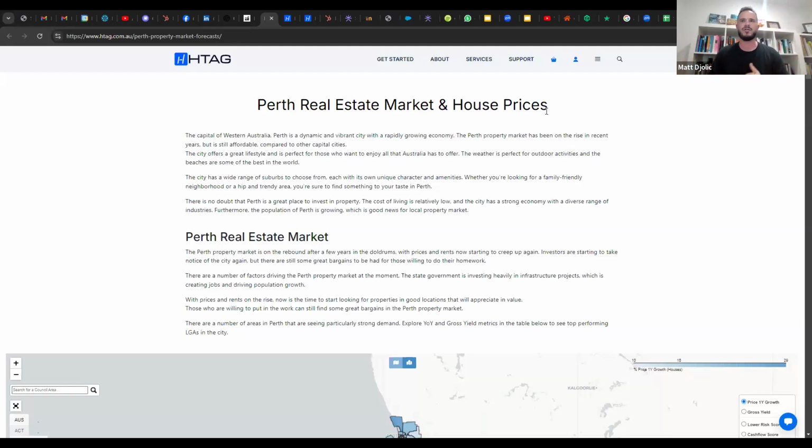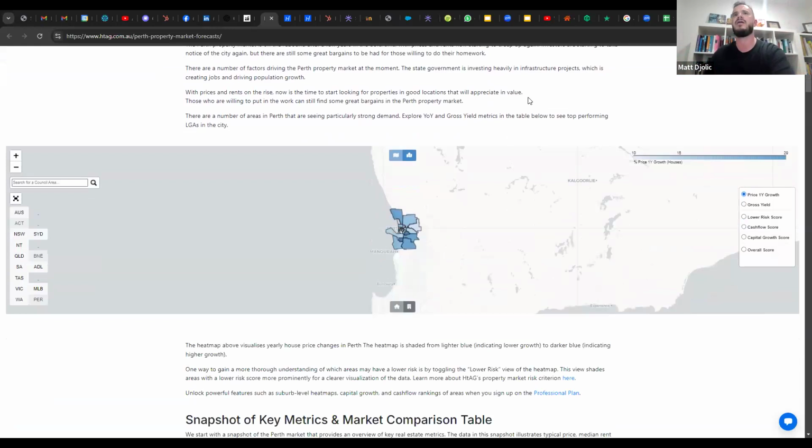As a final note, every market is a great investment opportunity, but we need to make sure why we're investing and what our time frame is, okay? So I'll just talk about Perth for now. Again, Perth has many different sub-markets within it. Perth is not just one market.